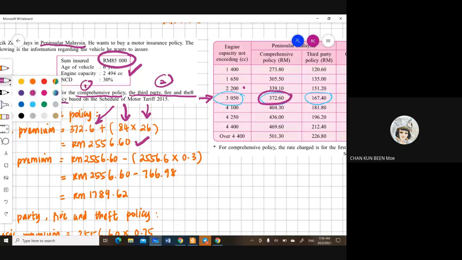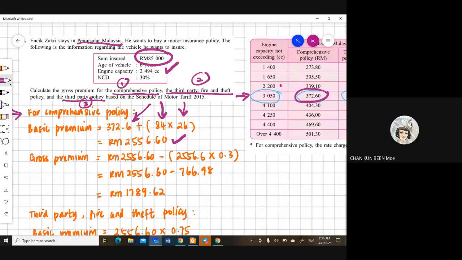Okay, after you found the basic premium, then you are going to find the gross premium. Gross premium is the basic premium. You deduct the, what do you call this? Do you still remember? NCD. Very good. That is the non-claim discount, the NCD. So after we deduct the NCD, we will have a sum of 1,789.62. So you check your answer over here. Okay, so for each of these condition, you have to look for the basic premium and also the gross premium. Now we move to the second policy, which is the third party fire and theft policy.